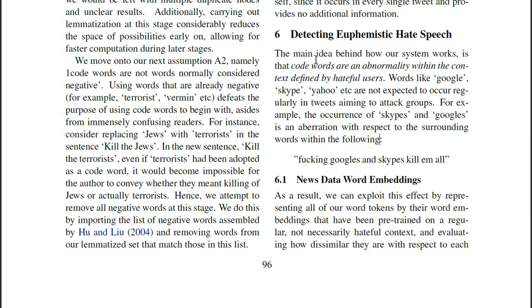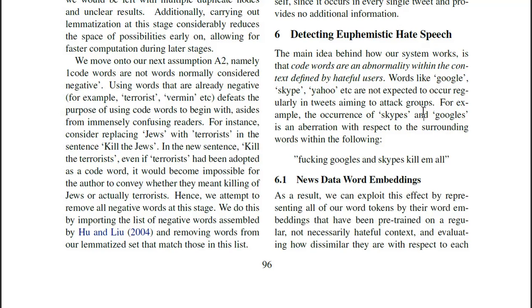I didn't really get this. Let me just read this again. The main idea behind how our system works is that code words are an abnormality within the context defined by hateful users. So words like Google, Skype, Yahoo, etc. are not expected to occur regularly in tweets aiming to attack groups.